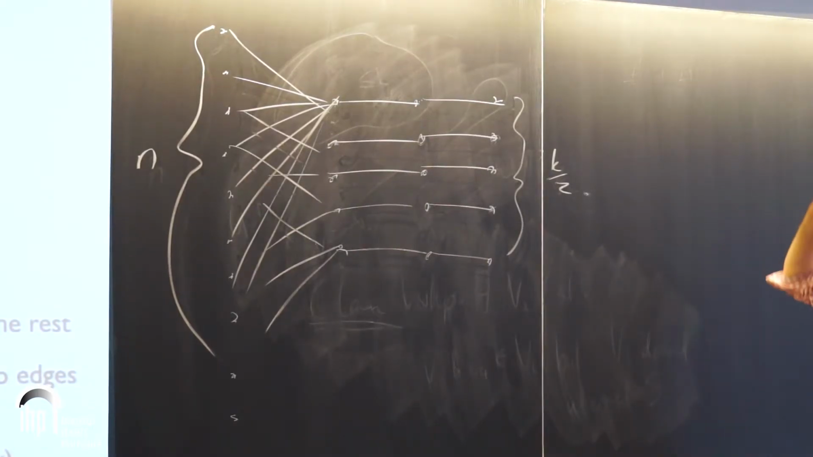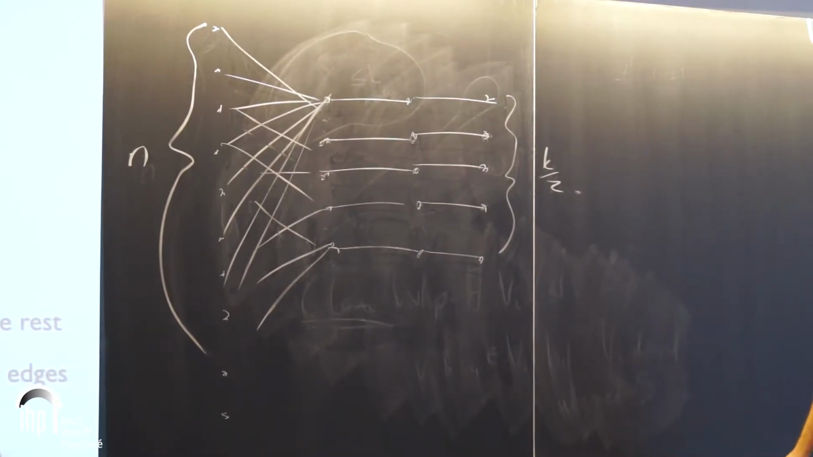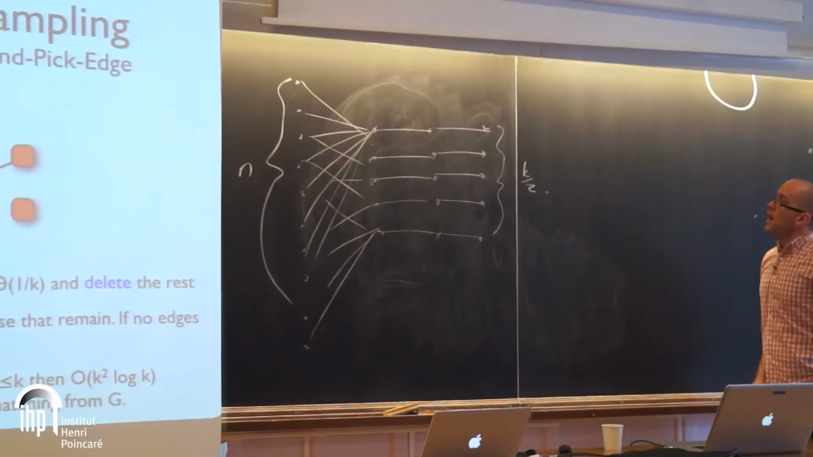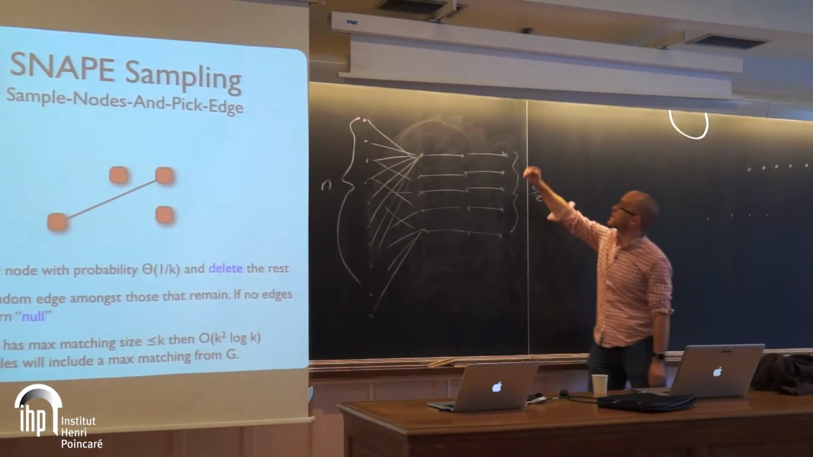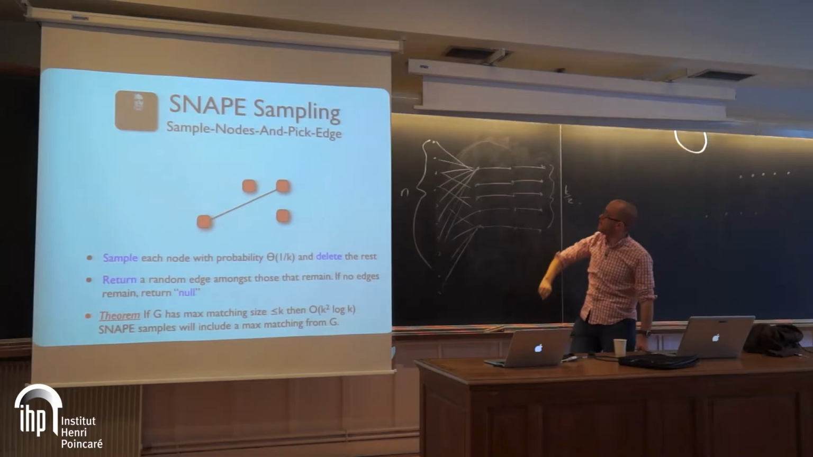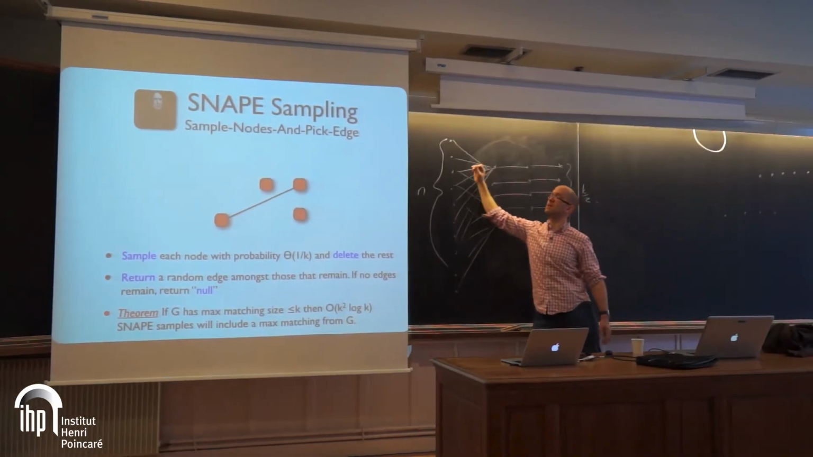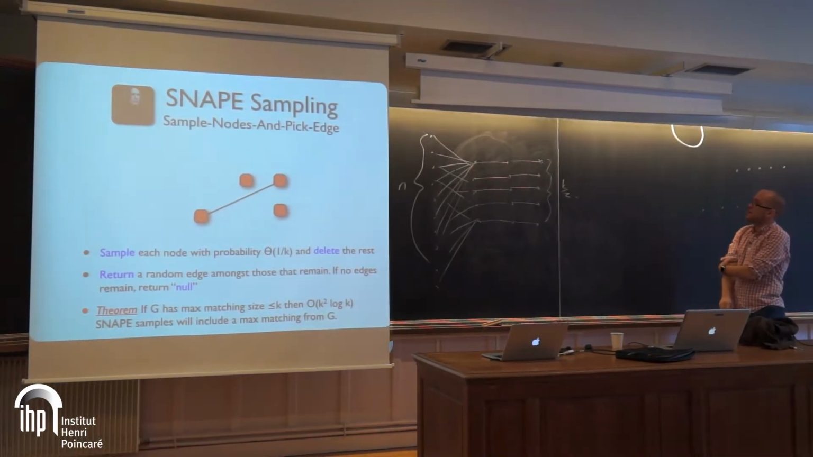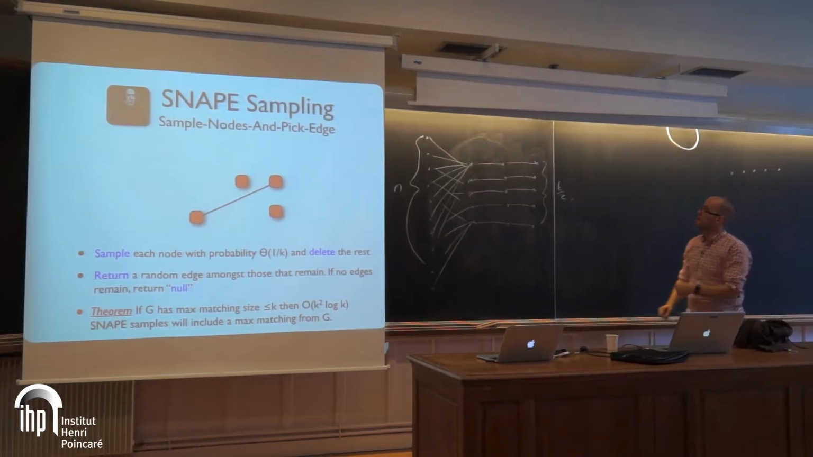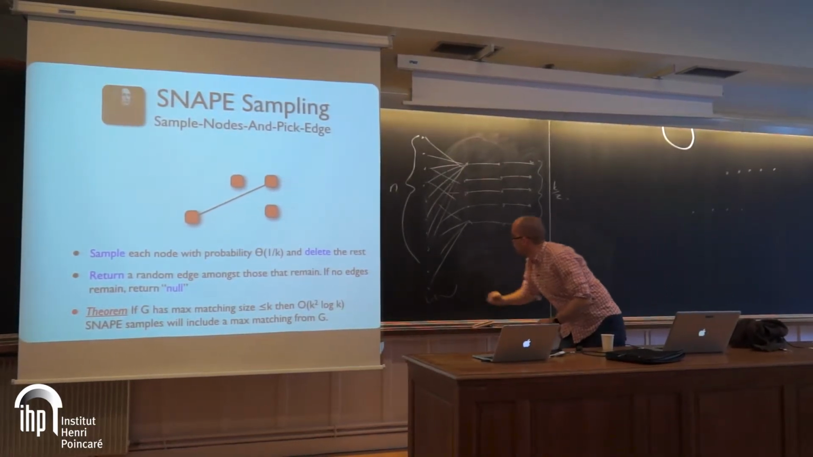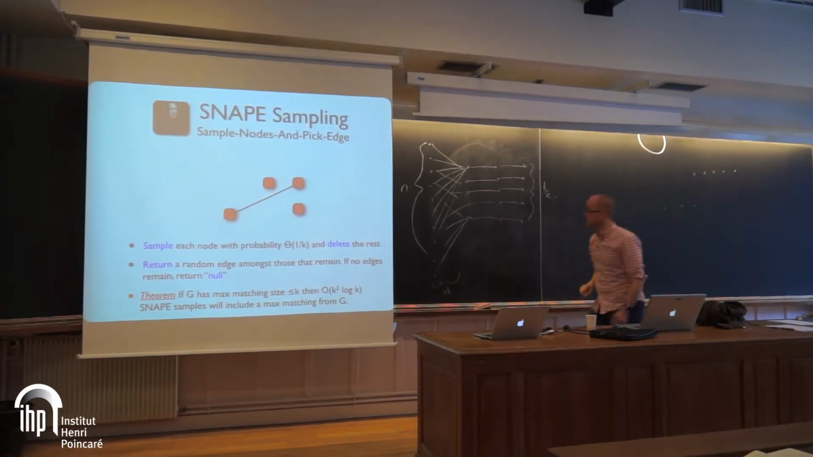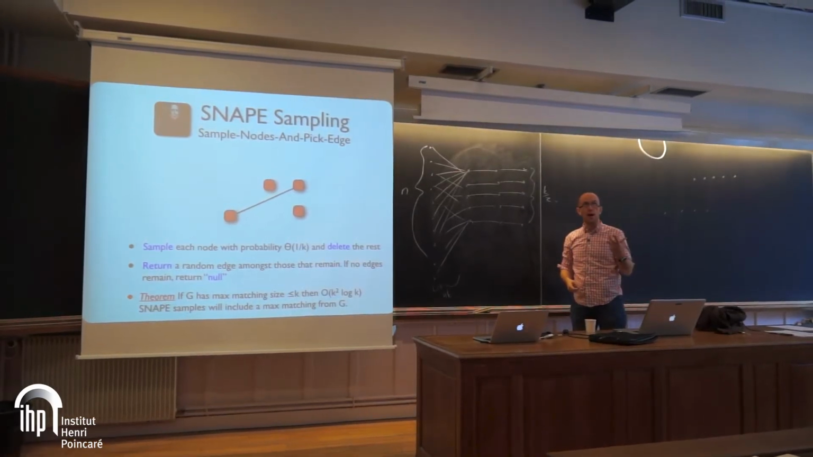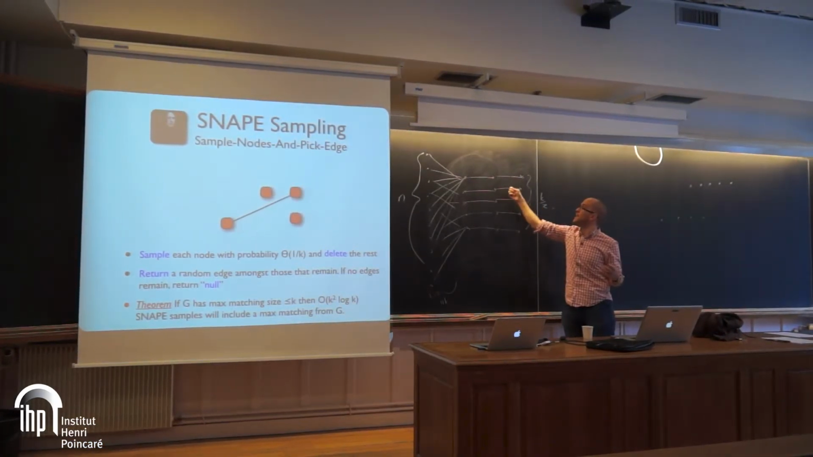Okay, something like that. So let's assume that these layers are of size k over 2, and this layer is of size roughly n. I guess technically it should be n minus 3k divided by 2, but I hope you'll let me off there. So the best matching is of size k. I guess it would include these edges here, and k over 2 edges here, and maybe k over 2 edges here.